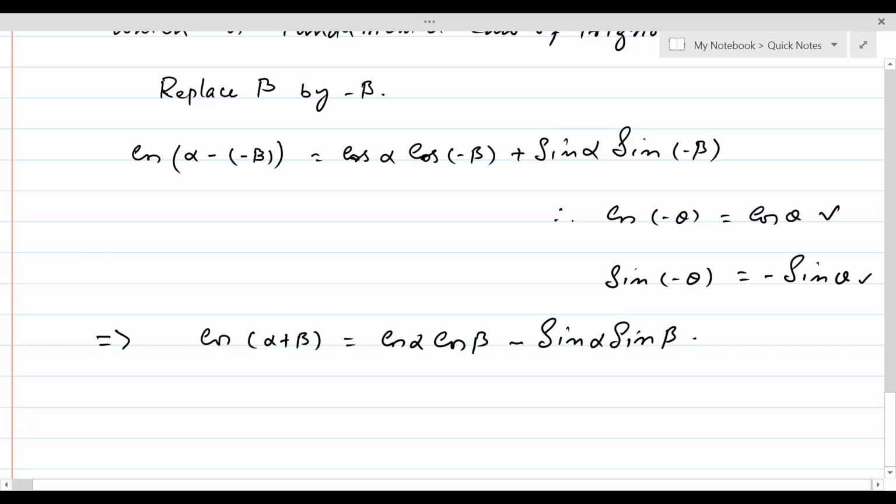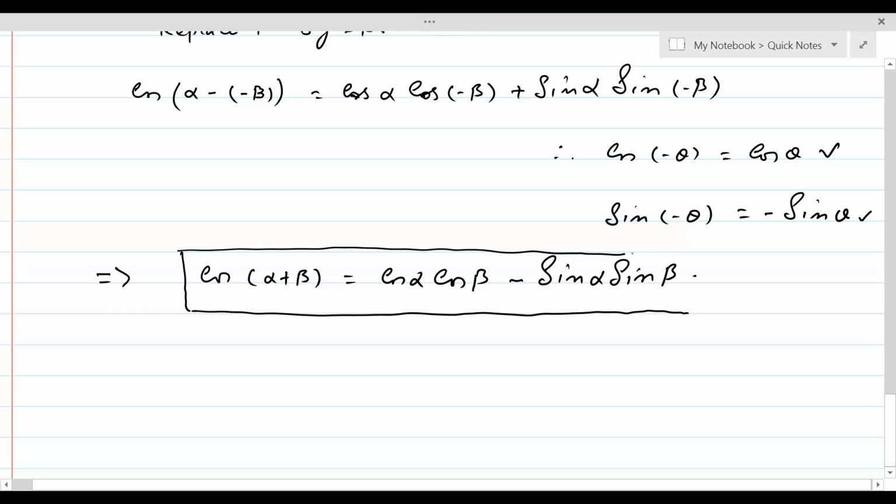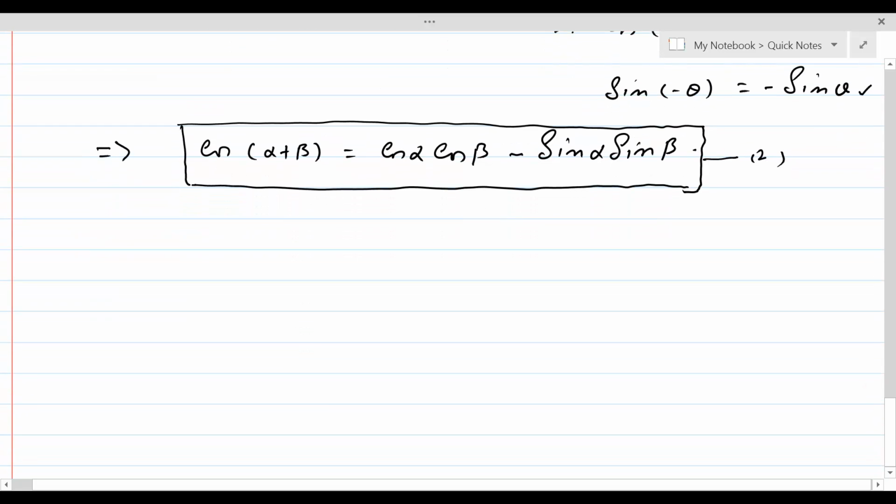And this is the second law which we are going to use extensively while doing questions. So mark this down as well, and let's call this second.